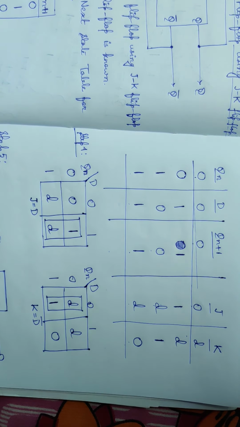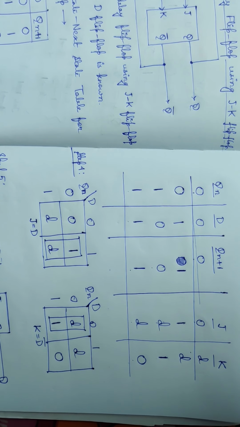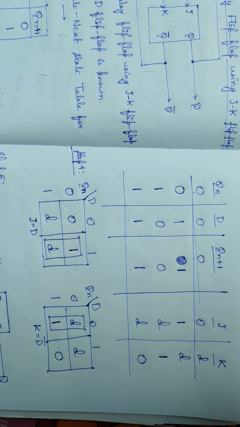Now coming to step number 4. In step number 4, we have to design the next state decoder or the combinational circuit. Or we have to find out the simplified expression for J and K in terms of D and Qn. So we have to use K-map to find out this simplified expression of J and K.